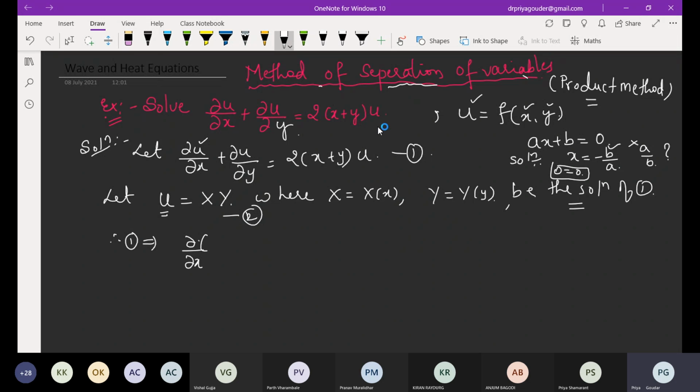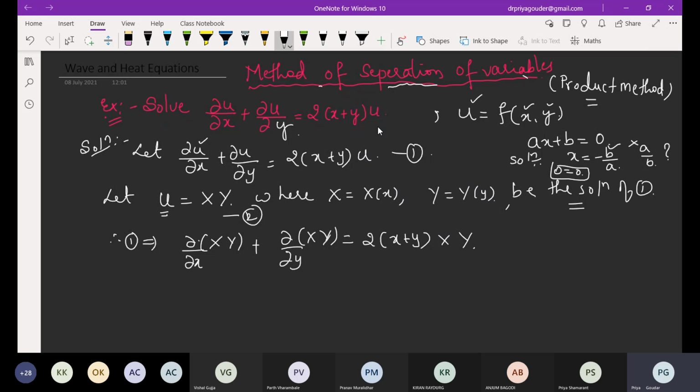So, dou by dou x of XY plus dou by dou y of XY. How many u's do you have in the whole equation? There are 3 u's. Replace all of them with XY. One more thing here: when you say this is the solution, it means this is the final answer, no problem. But it is in terms of X and Y. So what we are doing in all these steps is finding the value of capital X as a function of small x and similarly capital Y as a function of y. To get it, we are applying some method.